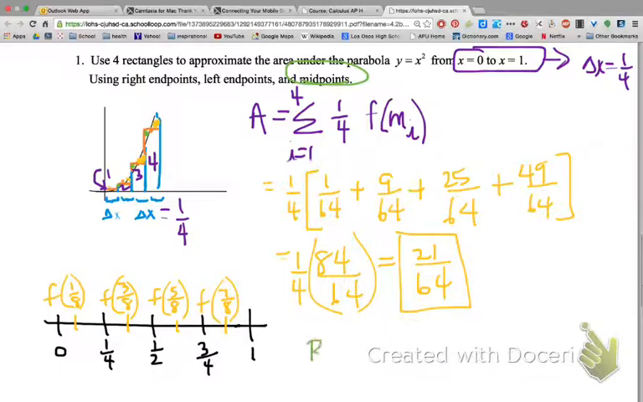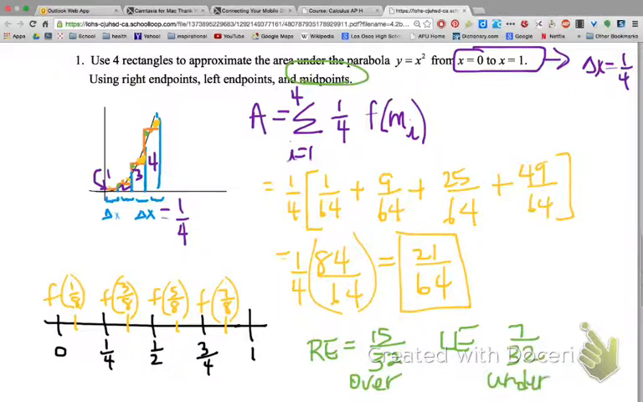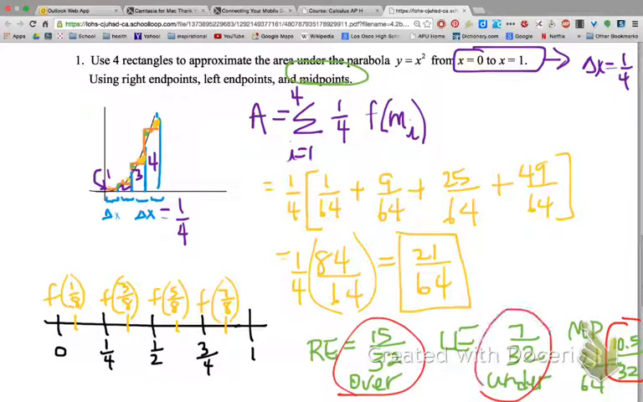And so for the right endpoints, I had 15/32. For the left endpoints, I had 7/32. Remember, we said this one was going to be over, this one was going to be under, but for midpoints, I have 21/64, which would be equivalent to 10.5/32. And so you can see that this midpoint version is somewhere between the over and under answers. So this is the between. So I know that I'm getting closer.